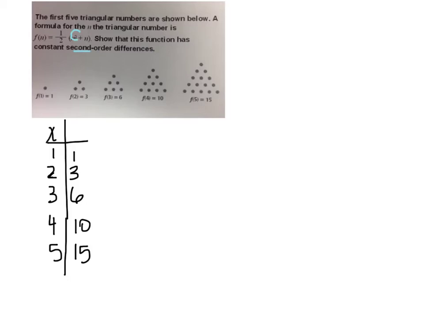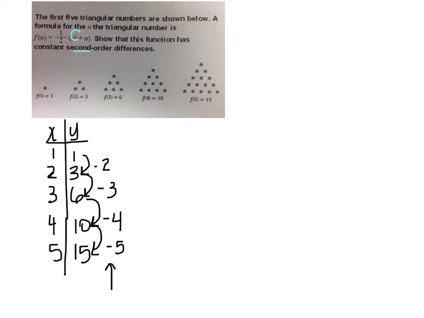Okay, notice my x's are pretty consistent. And now we're going to subtract. 1 minus 3 is negative 2. 3 minus 6 is negative 3. 6 minus 10 is negative 4. 10 minus 15 is negative 5. Finite differences, but not the same.